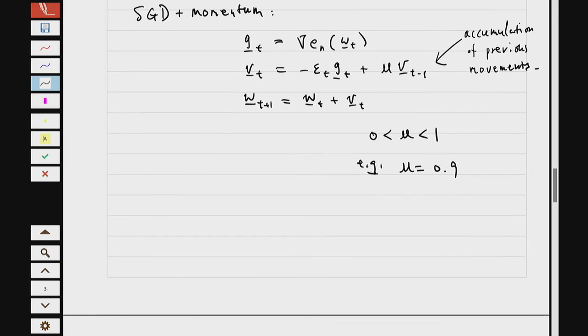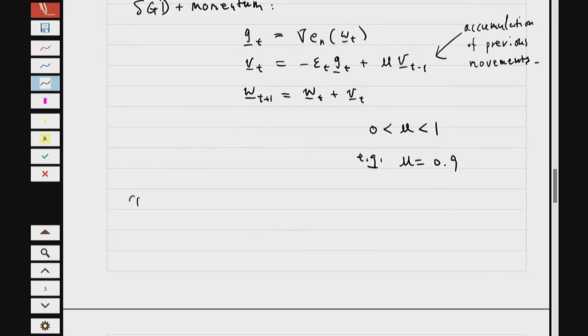So how does it work? Well, it helps in two ways. First of all, momentum helps you to escape a flat region, as we expect. Helps SGD escape flat regions.